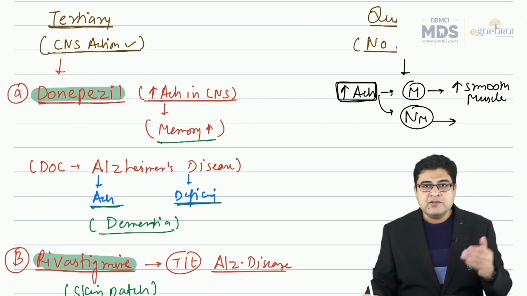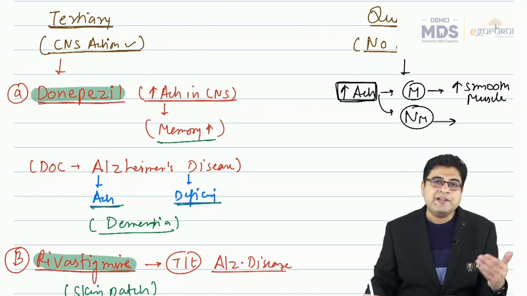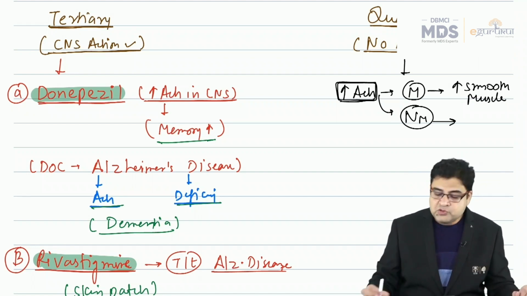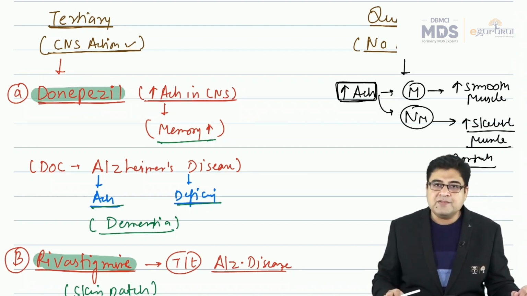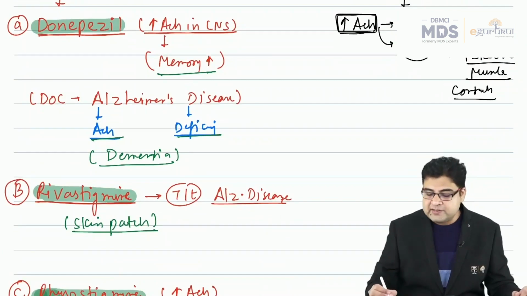Your answer will be, sir, this receptor is a part of the somatic system, the voluntary system. So even the skeletal muscles will get contracted. So these are the drugs which are given to contract the muscles of your body.